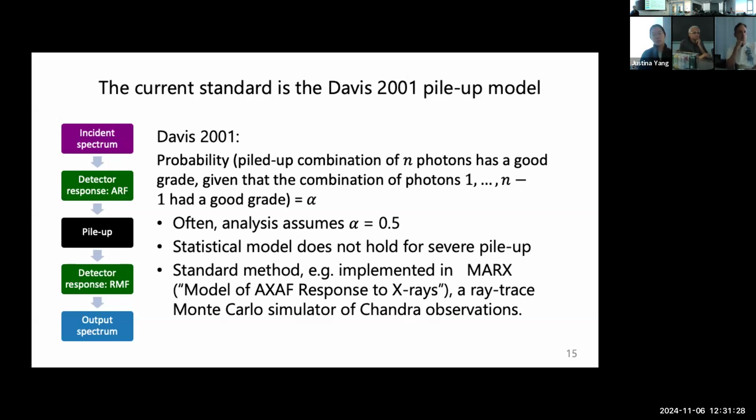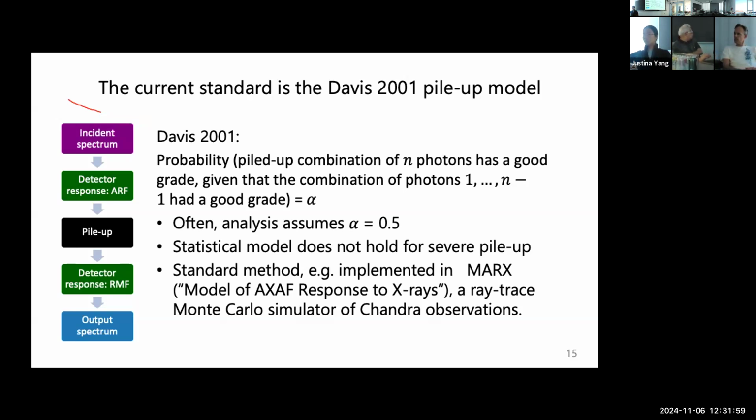MARX is a Monte Carlo simulation of Chandra observations. It is really the best available simulator to create mock Chandra observations, but there are some other codes available which one could use to generate similar mock pileup observations. Which one? SIXT. Yeah, SIXT. That's a very important one.